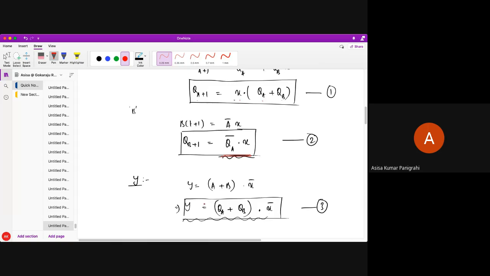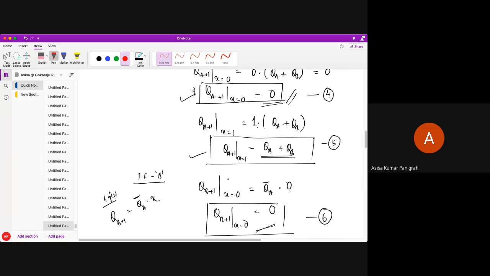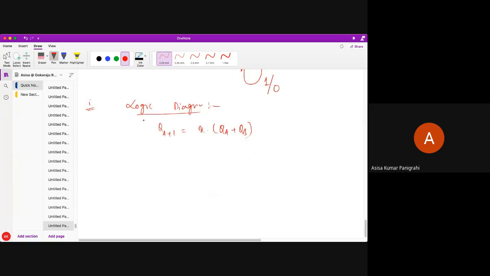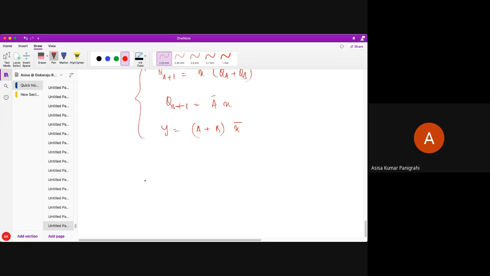Next, this is output Y, so you can draw this. I am not going to do it; I am just writing it down here so that you can do it yourself. QB plus 1 is nothing else but A bar X, and output Y is A or B and X bar. So these three things are given to me, and I am going to design this.